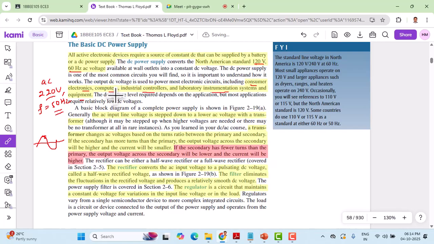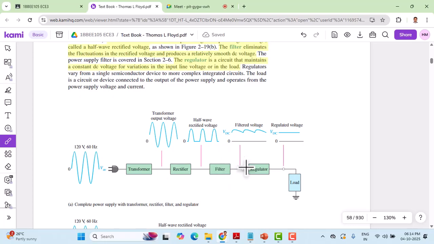They require a DC voltage. But often we have AC voltage available because of the losses that happen in transmission. DC cannot be transferred from one point to another point because of huge copper losses, but AC can be transferred from one point to another point. And this is a block diagram of the DC power supply.